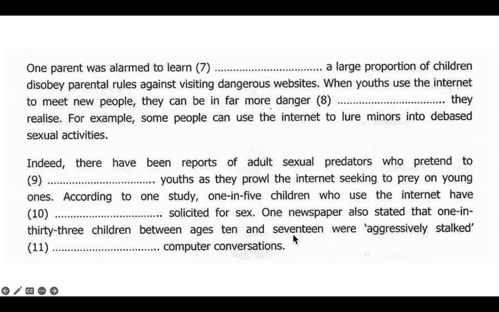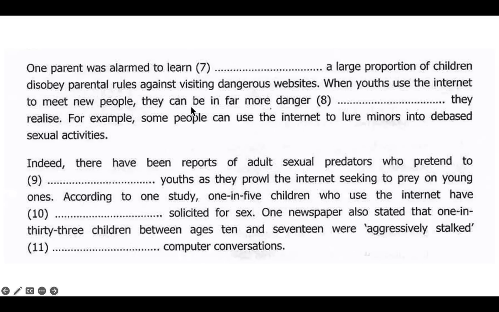So when was this happening? We have to take note of when this was happening. It was during the computer conversations. So when the children are on computer conversations, that's when they are aggressively stalked. So which preposition can we use? That is during. Or we can say in times of computer conversation, but we can't say in times of, because here we are limited to one word. Always remember, the word that can mean the actual moment of time when things are happening is during.